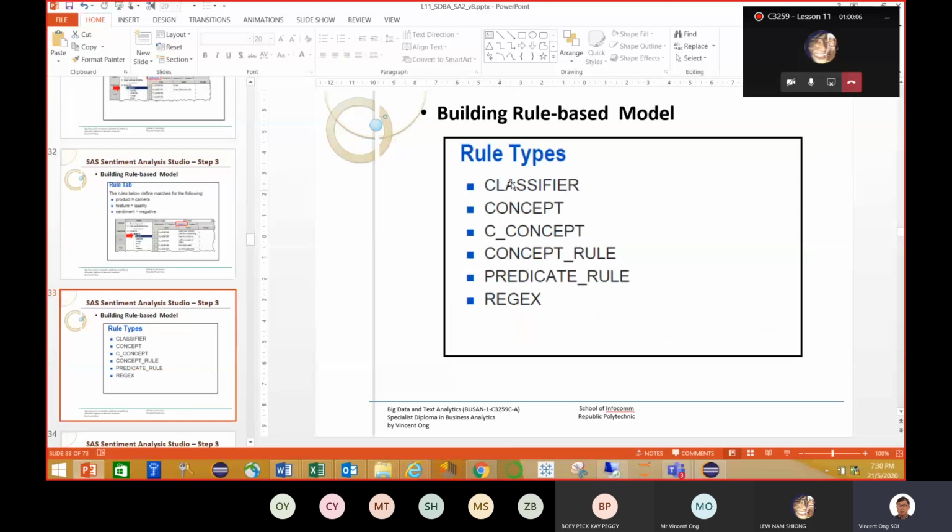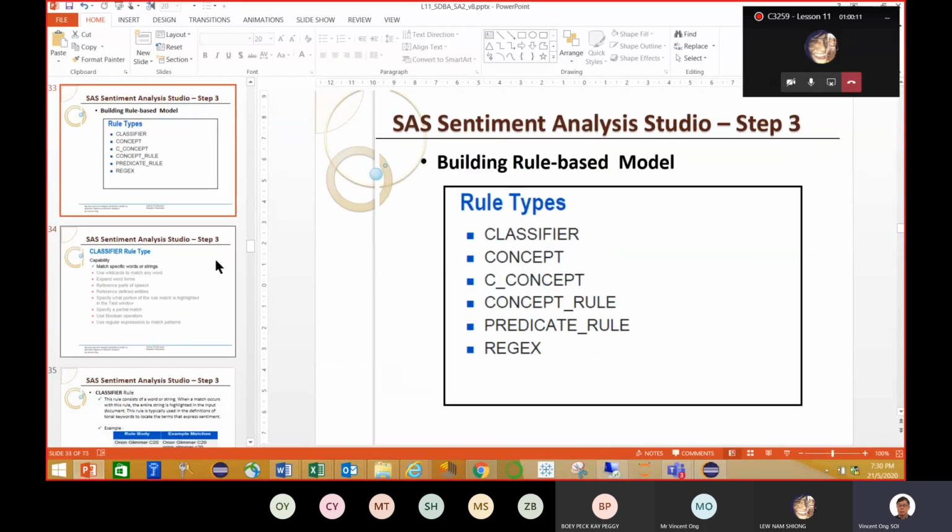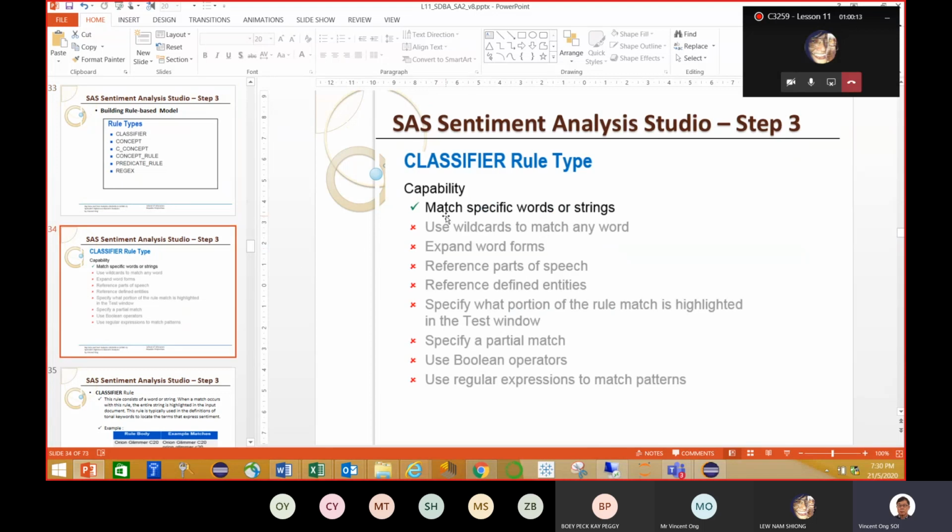So let's talk about the different kinds of rules. Just now the classifier rule is a very simple one. Basically, if you see a matching word, that will be your definition. Remember, it can apply to tonal keywords. It can apply to the product level, the product definition or feature level. Is it case sensitive or not? Yes, it's case sensitive.